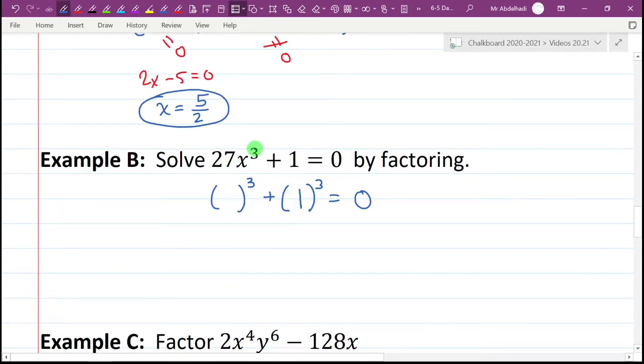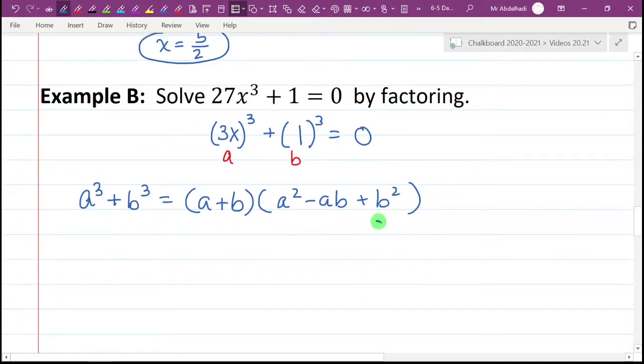For 27x cubed, what do you cube to get 27? 3 times 3 times 3. Right? 3 times 3 is 9, times 3 is 27. So that's going to be a 3 for that. And then for this is x. So there you go. That's your a, and that's your b. Okay, and there's your formula.